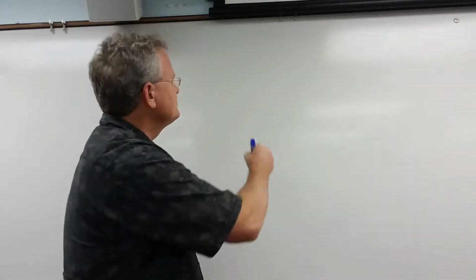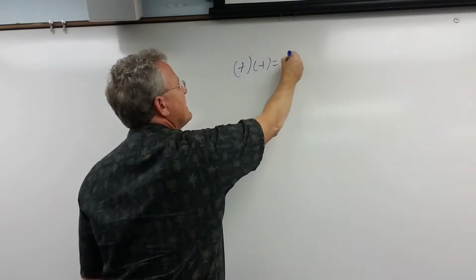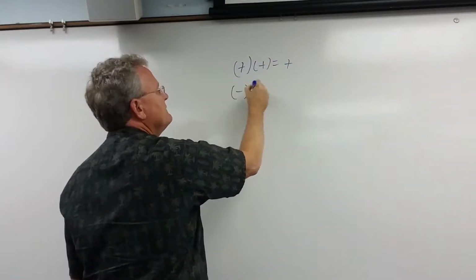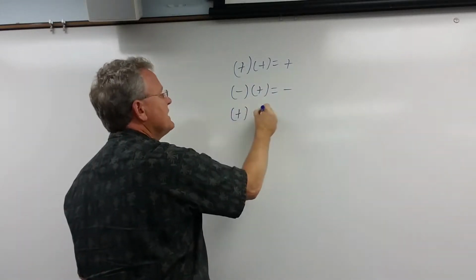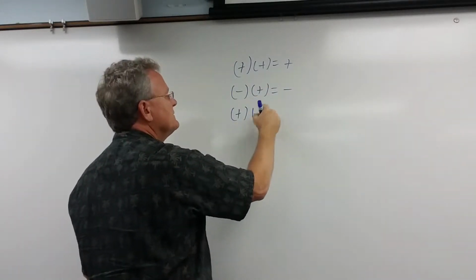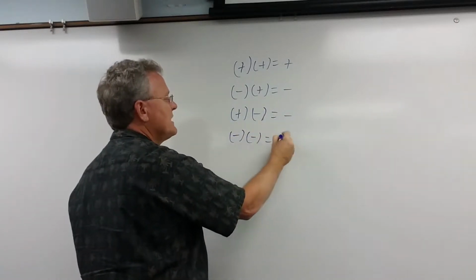Today we're going to talk about multiplying integers. And specifically, we have these rules. We know a positive times a positive equals a positive. A negative times a positive is a negative. Positive times a negative is a negative. And then two negatives multiplied is a positive.